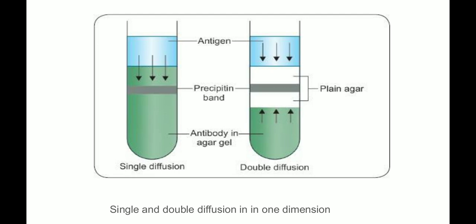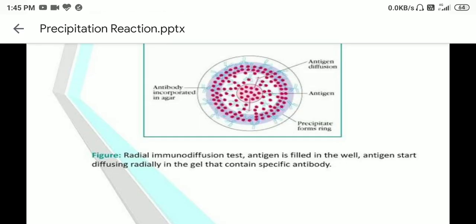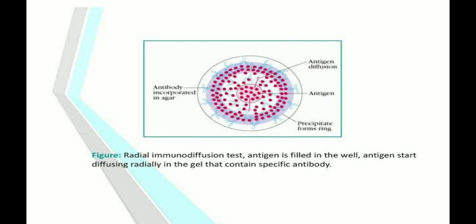Now for the double diffusion in one direction, double diffusion means both are moving. So you can see the arrows here. Antibody is also moving from upside to down. Antigen is also moving. So we have discussed that both are moving, so we will call it double diffusion in one dimension.